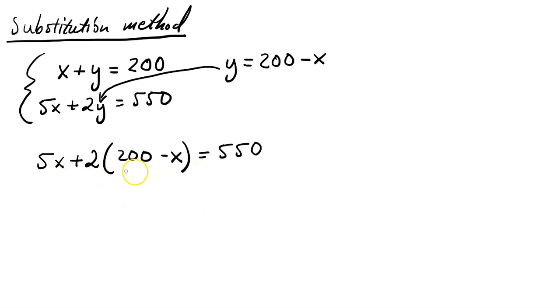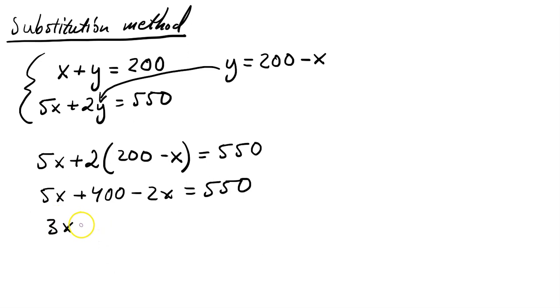Now we see that we only have one unknown. From the beginning we had two unknowns, but in this equation we only have one unknown. So this is just a normal linear equation that we can solve normally. So we multiply in 2 here, and then we get 3X. And we move 400 over to the other side and we get 150. And we divide both sides by 3, then we get 50. So we see that if both should be true, then X must be 50.